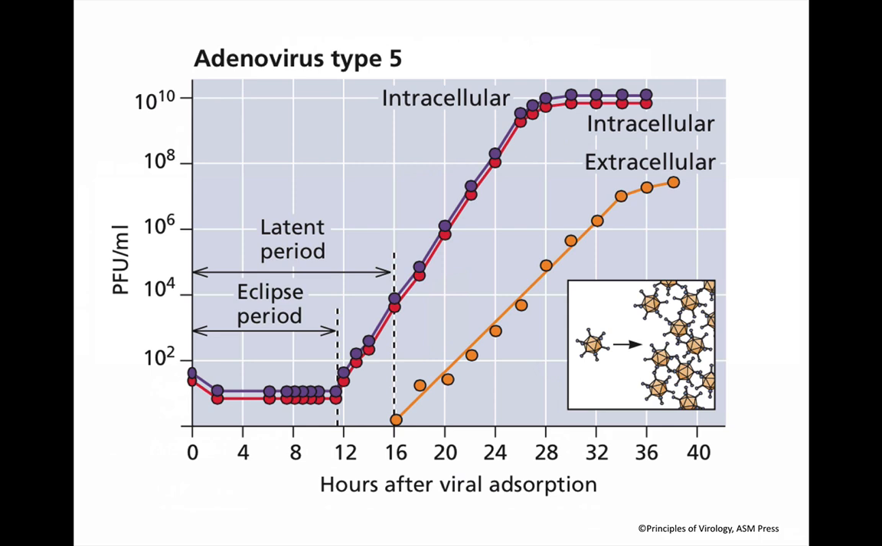Here's an example of a single-step growth experiment for an animal virus. Here we've taken adenovirus type 5, which is a rather large DNA-containing virus, and we have infected mammalian cells in culture. Same principle. You infect all of the cells in the culture, you adsorb the virus, then you dilute to prevent any more adsorptions, and then you take time points at different times after infection. And you can see here that there's an eclipse period as well, during which no infectivity is detected.